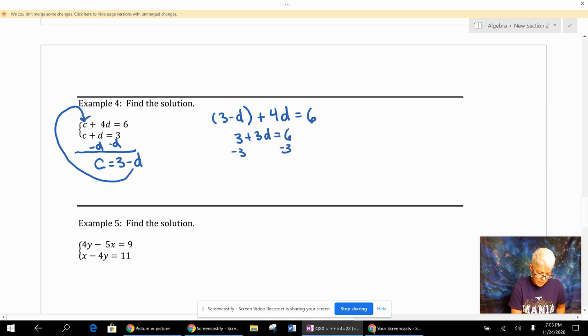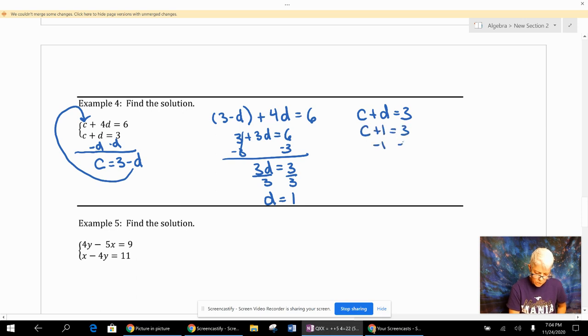subtract, 3d equals 3, divide, d equals 1. So now I'm halfway there. I'm not done. And that's usually a mistake students will make, is they'll stop at this point. But now we have to put the 1 back into the equation. I use the simple equation, and I'm going to put the 1 in.